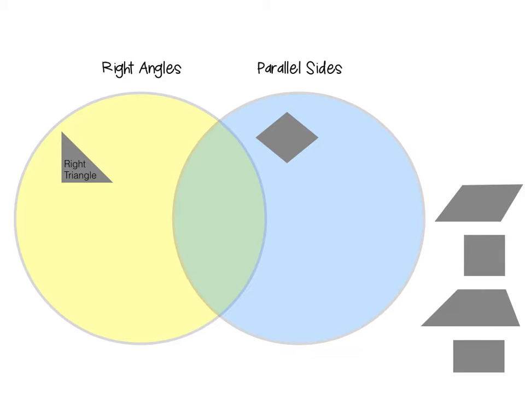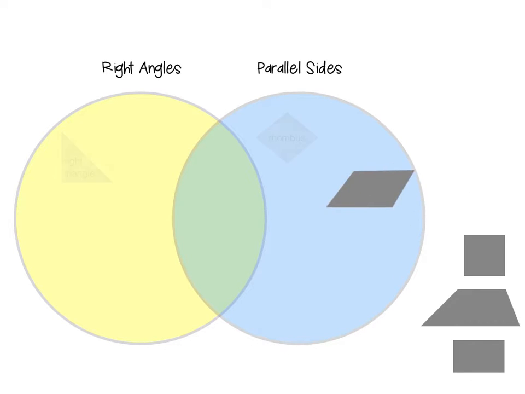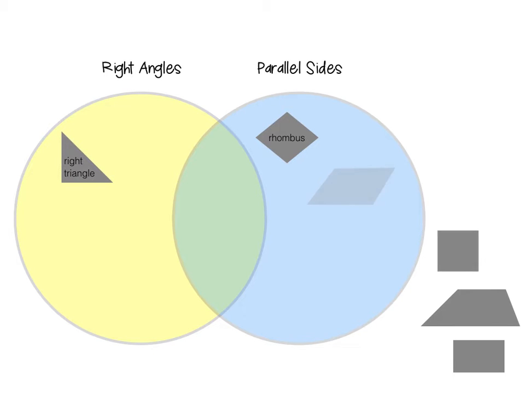it have any right angles? Think, does it have parallel sides? My parallelogram does have parallel sides, but it does not have any right angles. My next shape is a square. What do you know about squares? A square has four equal sides, just like a rhombus, but it also has to have four right angles. So by knowing what a square is, I know that it has right angles and parallel sides, so it would go in the middle because it shows both attributes.